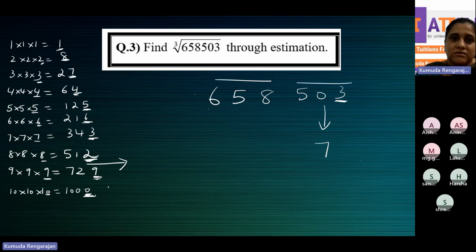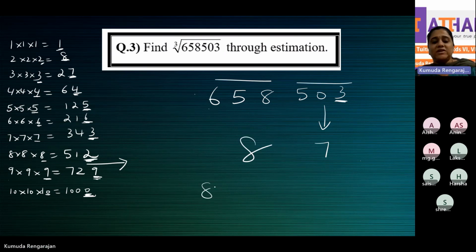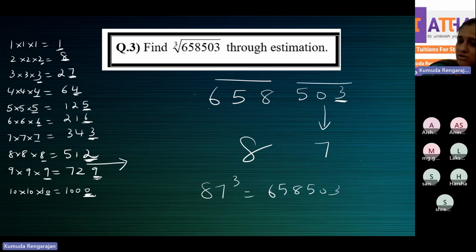658 lies between. What are the numbers you see here? 8 and 9. Which is the smaller of the two? 8. So it is 87. 87 cubed is 658,503.